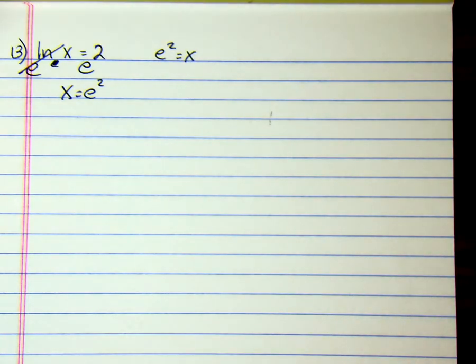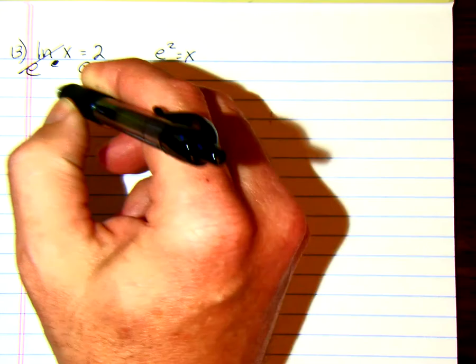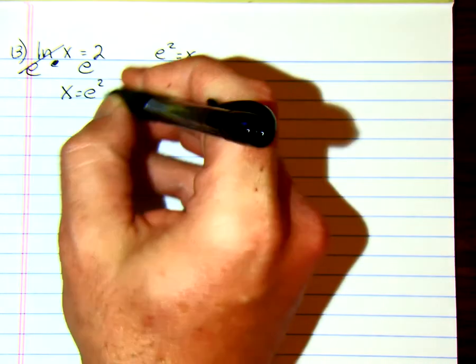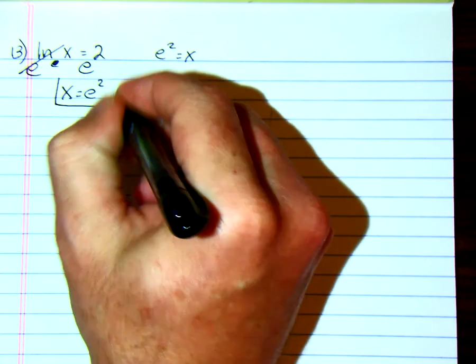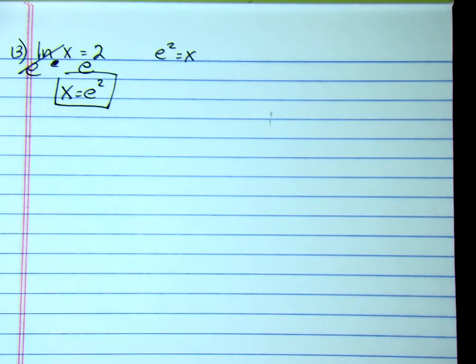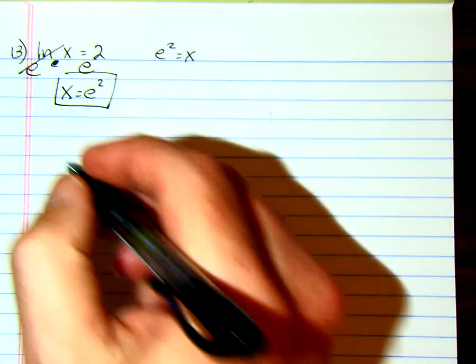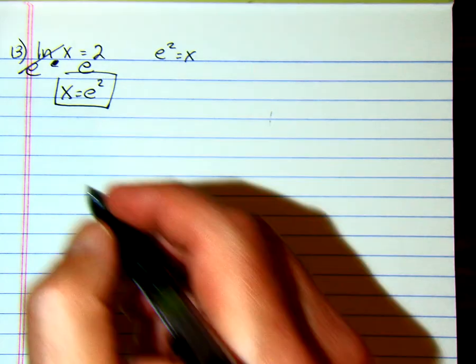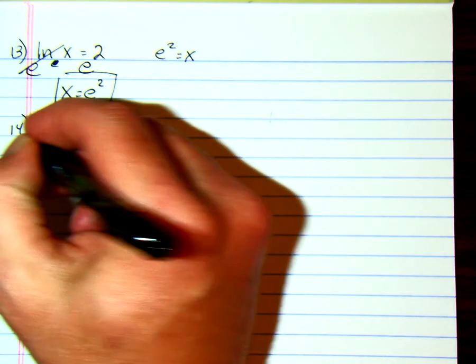So again, it wants it in exact terms of e, and then it's going to want a decimal equivalent. So it's going to have the exact term. It's going to have e squared for one answer, and then we're going to have the other one. Okay. All right. So rolling on to 14.